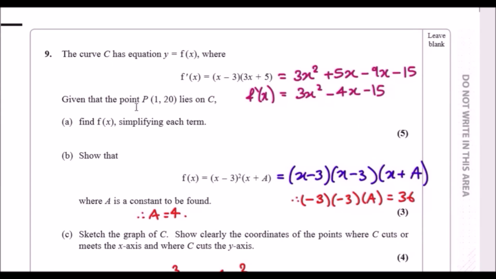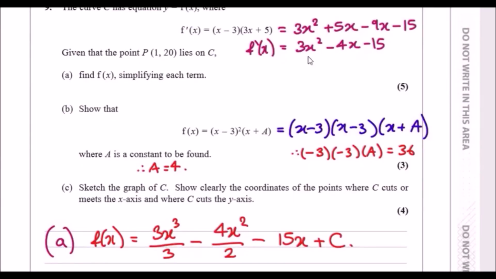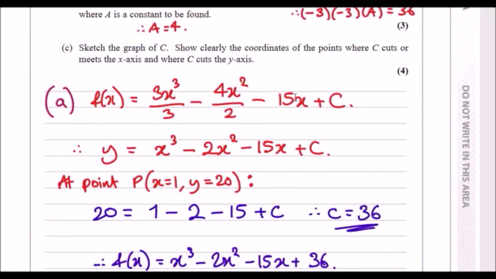Now, given that the point P lies on C, so remember, this is the x and y coordinates. The only way to really do this is that you need to use y equals f(x). So you need to integrate this, find f(x) and simplify each term. This is straightforward. To go from f prime of x, you need to integrate to have f(x). And when I integrate all of this equation here, I got something like, where is it?